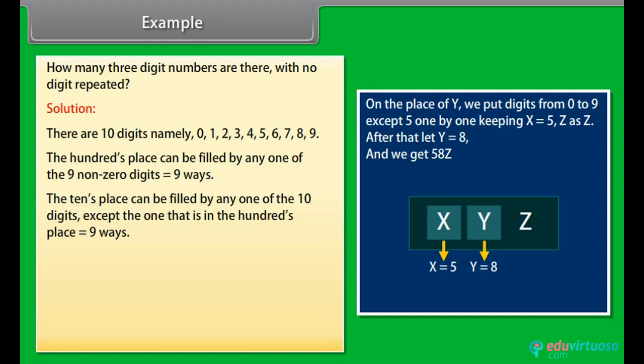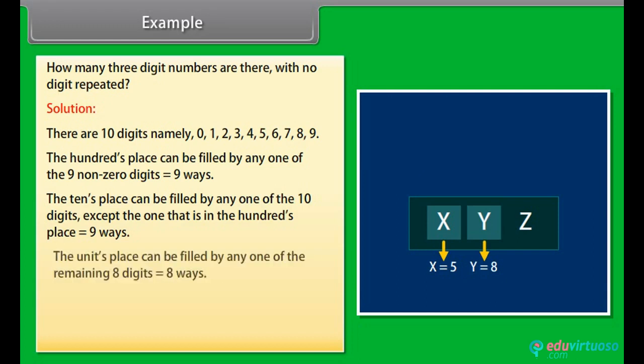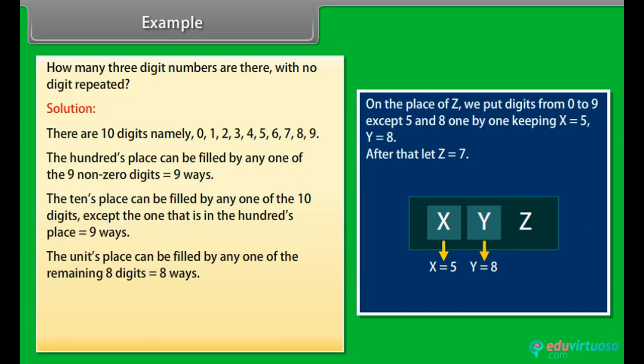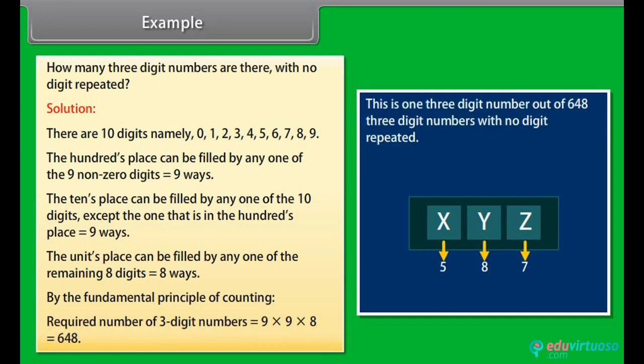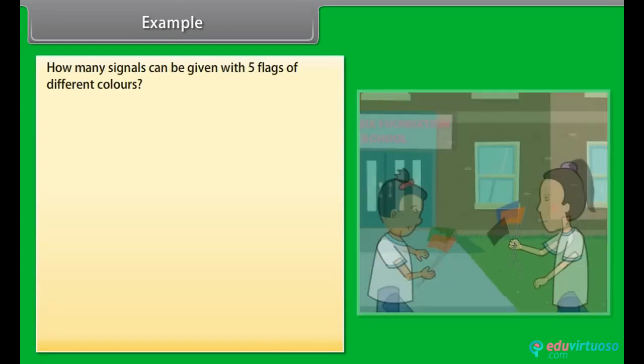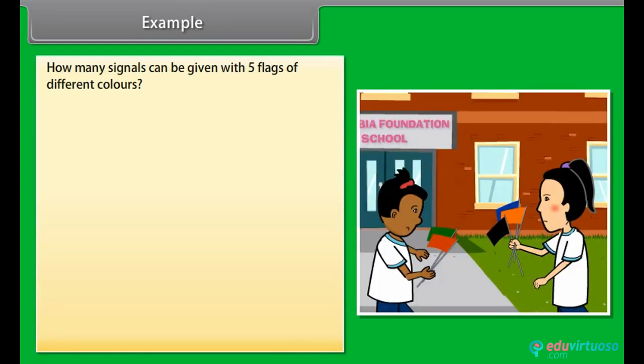9 ways. The units place can be filled by any one of the remaining 8 digits, which is equal to 8 ways. By the fundamental principle of counting, the required number of 3-digit numbers is equal to 9 into 9 into 8 is equal to 648. How many signals can be given with 5 flags of different colors?